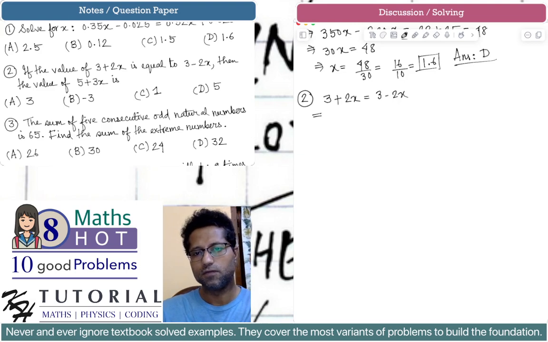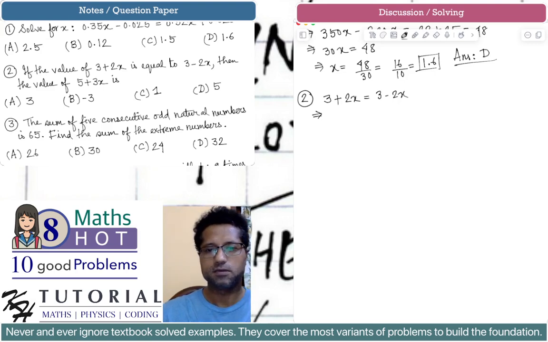Let's see if we solve for x, what we get. From this equation, we will solve for x, get the value of x, and then using that value of x, we will find the value of 5 plus 3x.